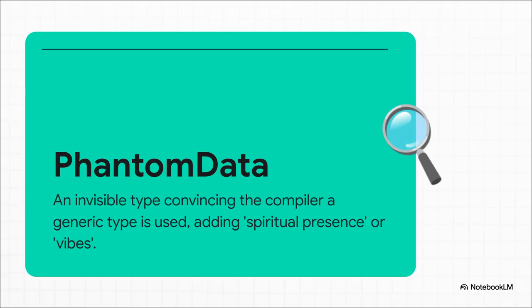Well, in the simplest terms, PhantomData is an invisible marker that costs you absolutely nothing. It has zero size, it doesn't exist in your final program's memory. All it does is whisper to the compiler and say, "Hey, you see this generic type T? I know it doesn't look like I'm using it, but I want you to act like I am." It adds, as the source so perfectly puts it, vibes.